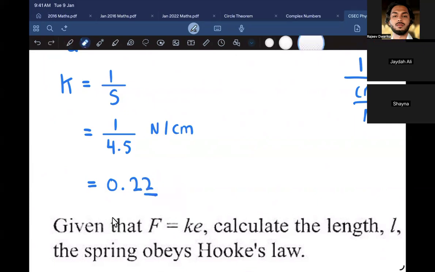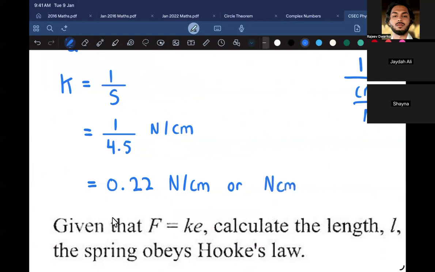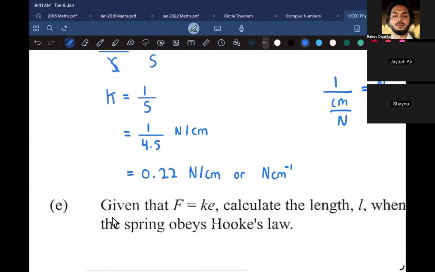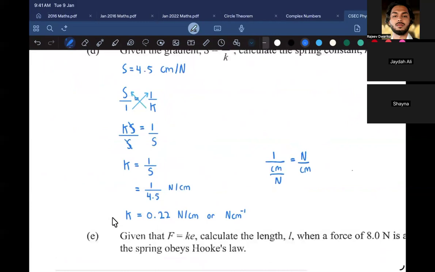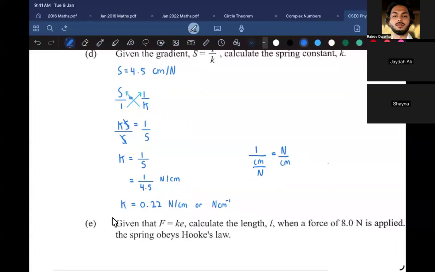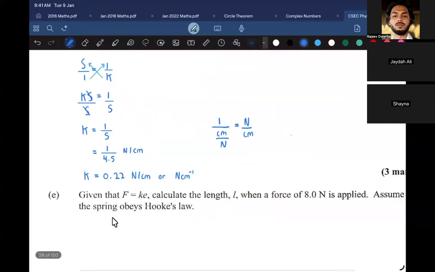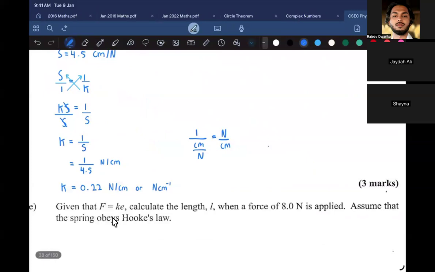Yes, I do. And the units would be Newton per centimeter, or you could write that as Newton centimeter to what power? To the power of -1. Correct. I hope you understand that. So Shayna, did you get something similar? I got 0.22. Great. And did you put the units? Yes, I did. If you didn't put the units, you'd lose 2 marks.